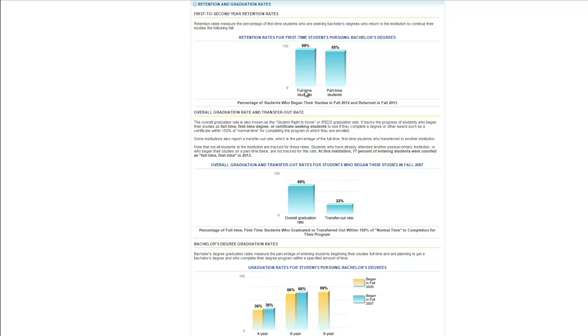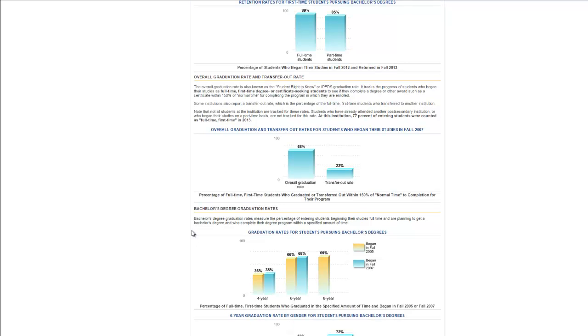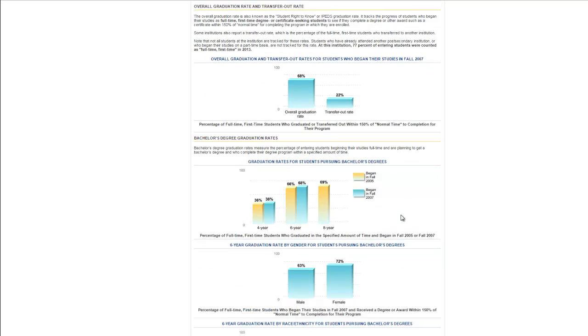So you can see that 89% of the full-time students who began in fall 2012 came back the next year, in 2013. And the graduation rate: how many of those students started in fall 2007 and had graduated by fall 2013? 68% of those students had. 22% of the students transferred somewhere else. And they call that 6 years, 150% of normal time.